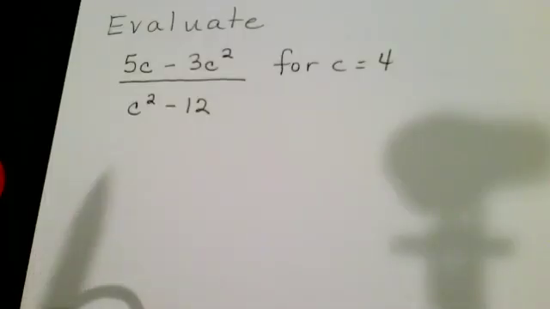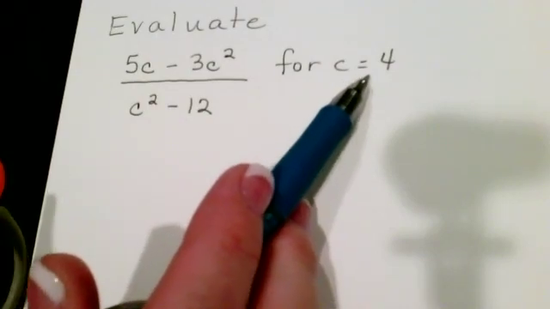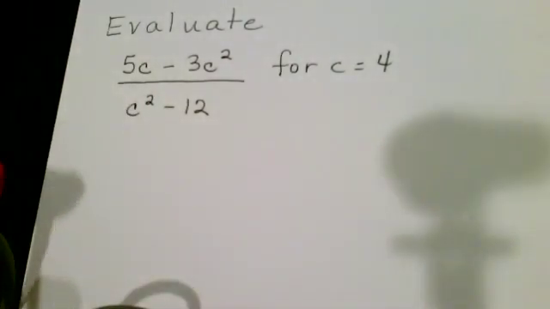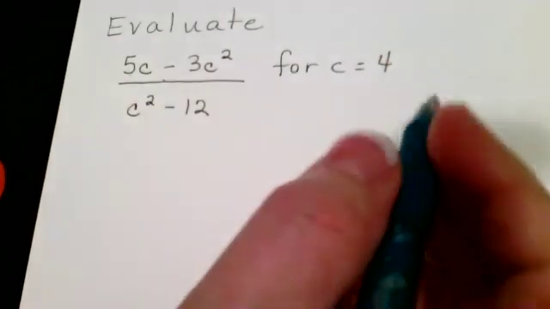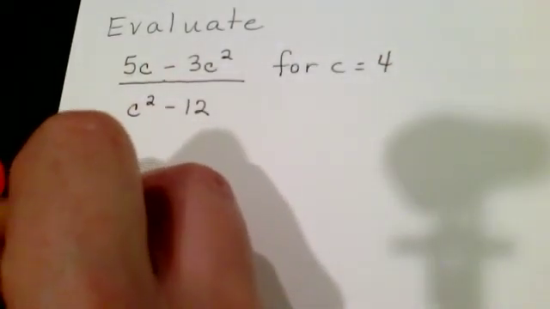For this problem, we are asked to evaluate an expression for a given value of c. So our very first step is we're going to substitute the value in for each of the c's. Now watch our operations as we do that, because when I see 5c and I put a 4 in for c, that doesn't mean 54, that means 5 times 4.